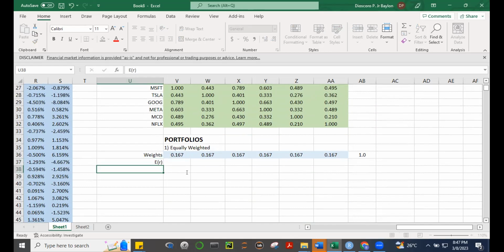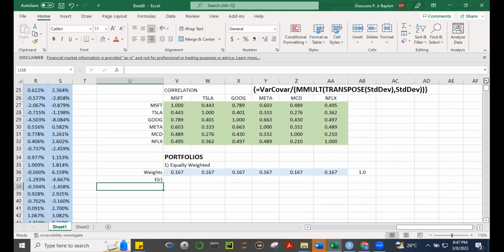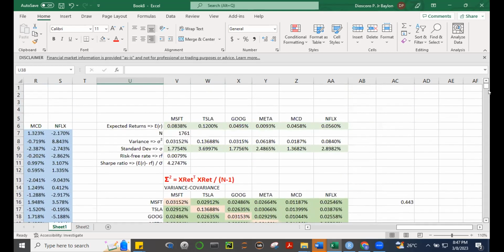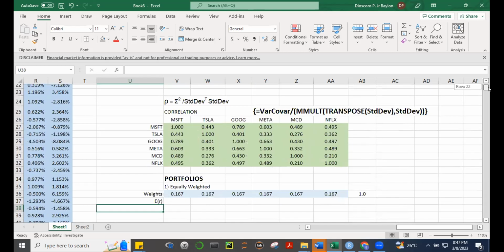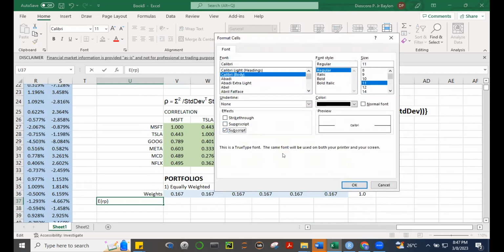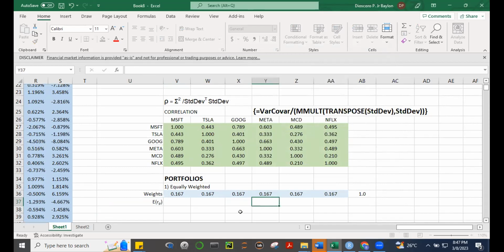Ulit. There. The expected return. All right. So what will be our expected return? And then we will also compute for, let's copy this na lang, for our risk. Okay, by the way, lalagyan natin to ng hindi ER, P, no? To signify that this is your portfolio. I-subscript ko lang to. So this is your expected return of the portfolio.